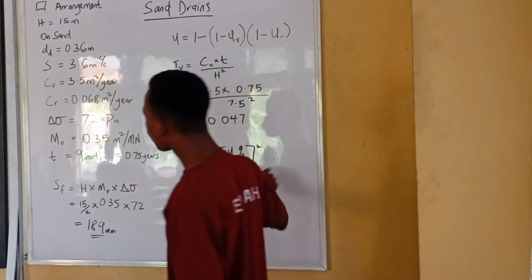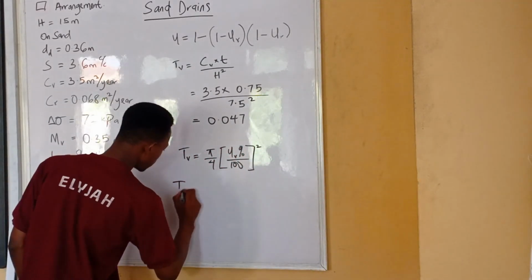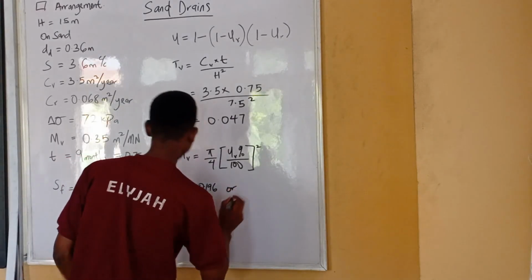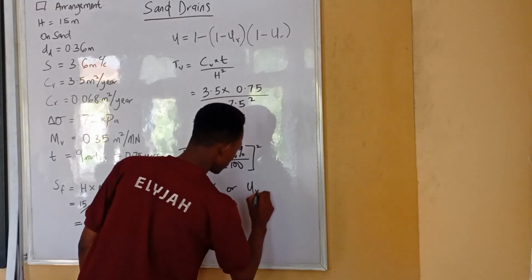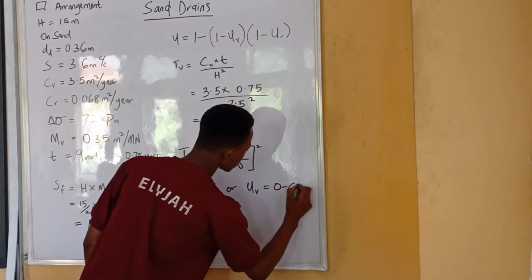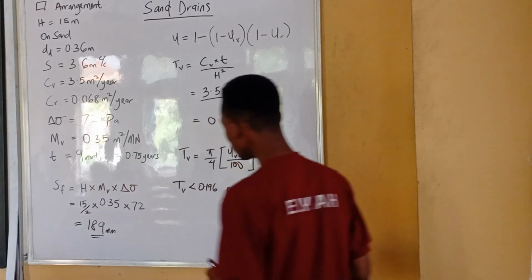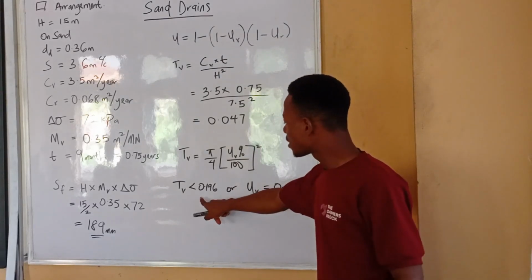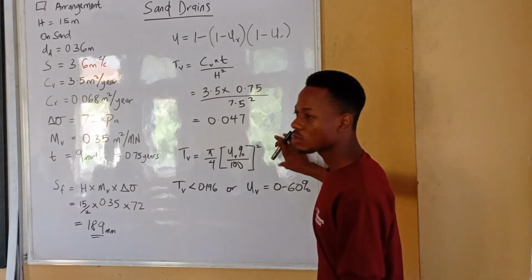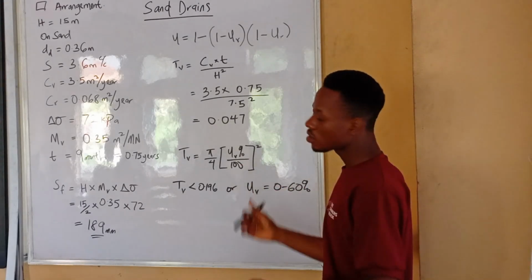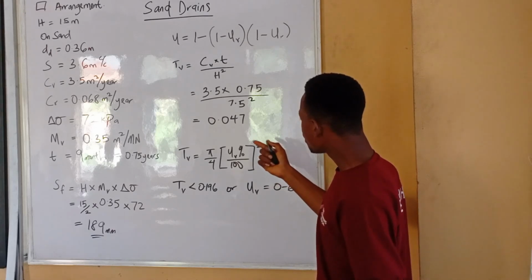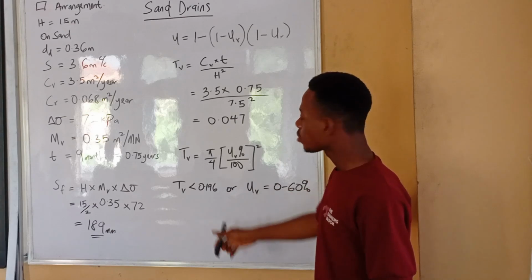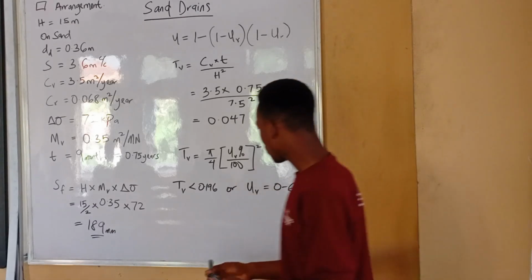But we can only use this formula if our TV is less than 0.196, or in case we are looking for TV, our UV is between 0 to 60%. So obviously, what we have here, which is our TV, is less than 0.196. That means we can use this formula to calculate our UV. But in case the TV you get is greater than, let's say, 0.197, you are going to need to use another formula. So let me write the other formula.